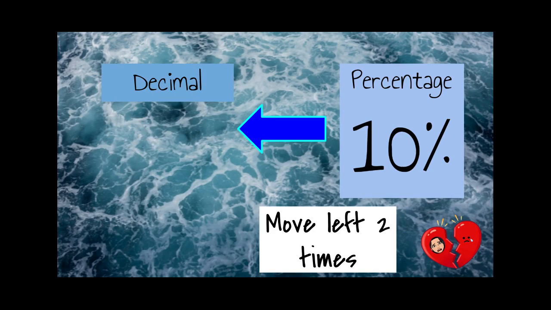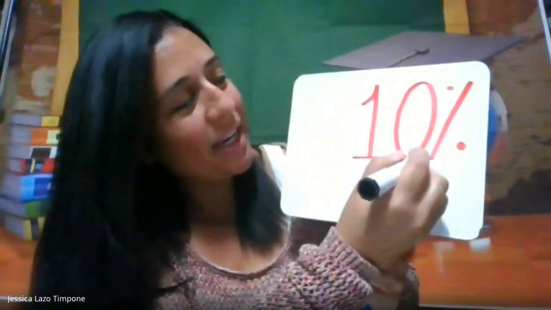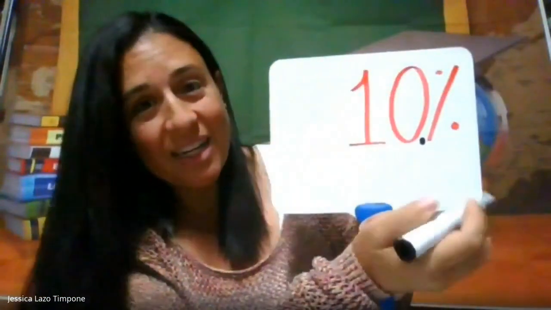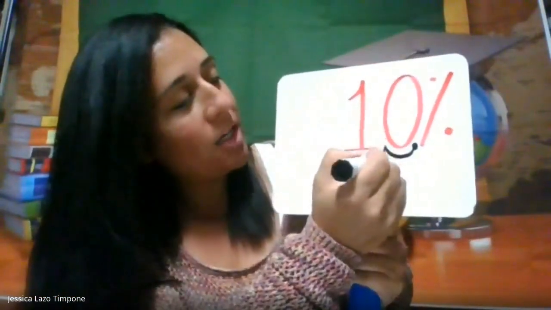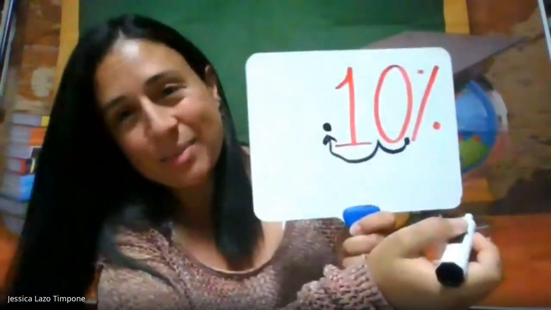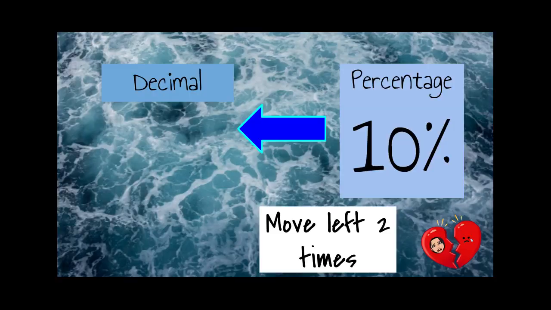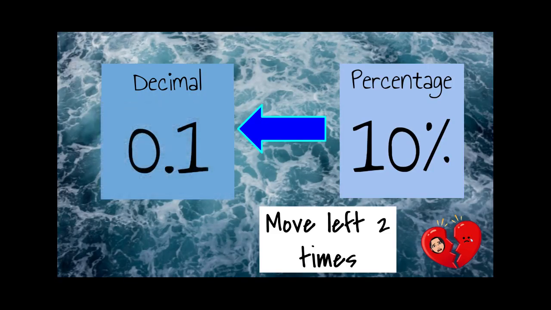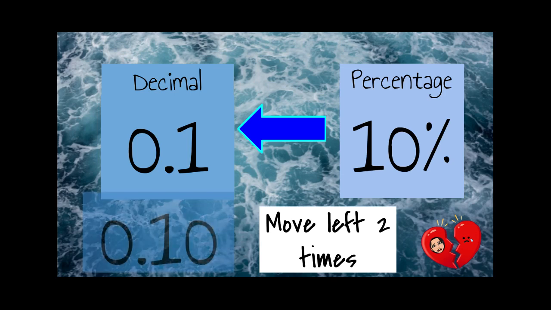Let's turn 10% into a decimal. So again, our decimal is right next to the percentage sign, and we're going to move it 1, 2 times to the left, and now our decimal is over here. We moved it 2 times to the left, and we got 0 and 1/10. We can also say we have 0 and 10 hundredths, because the last 0 does not change the value of the 1 in the decimal spot.